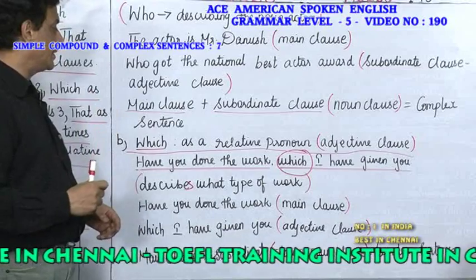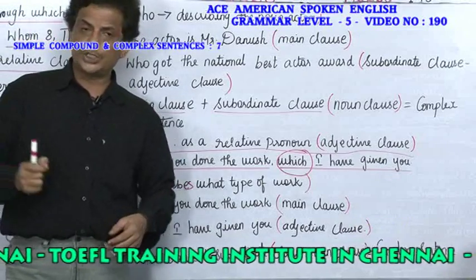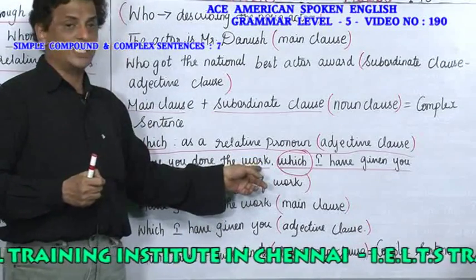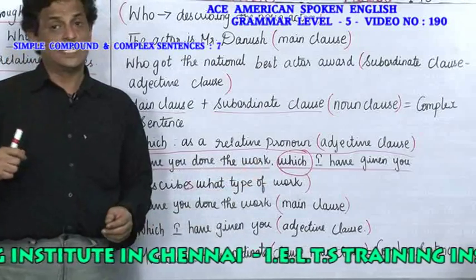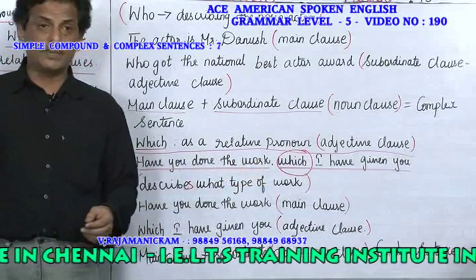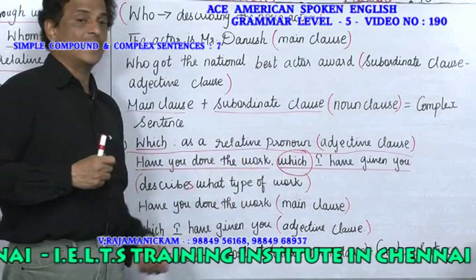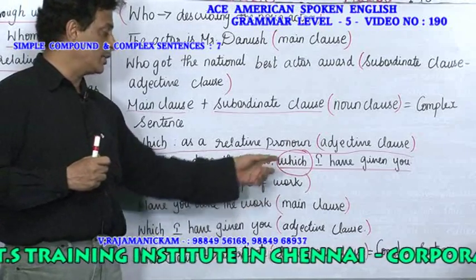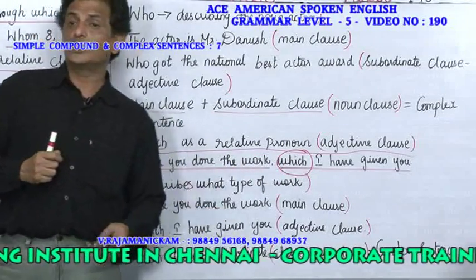உதாரணத்துக்கு பாருங்க, have you done the work? நீ வேலையை முடிச்சிட்டியா? Have you done the work? வேலையை முடிச்சிட்டியா? அந்த ஒர்க்கை டிஸ்கிரைப் பண்ணுற. என்ன வேலை, எப்பேற்பட்ட வேலை, என்ன மாதிரி வேலை. வேலை மனிதர் இல்லை, அதனால which போட்டுற. இது மனிதராக இருந்தால் who-வை போட்டுற. இது வேலை வந்து ஒரு பொருள்.